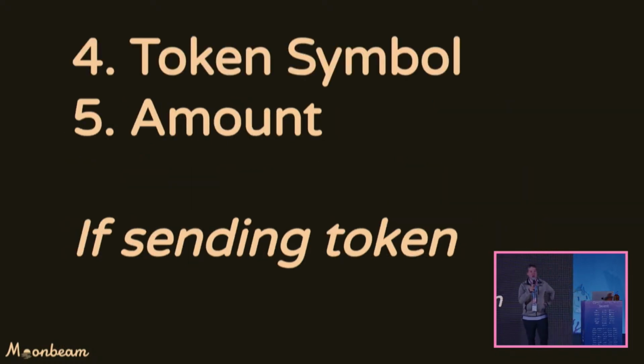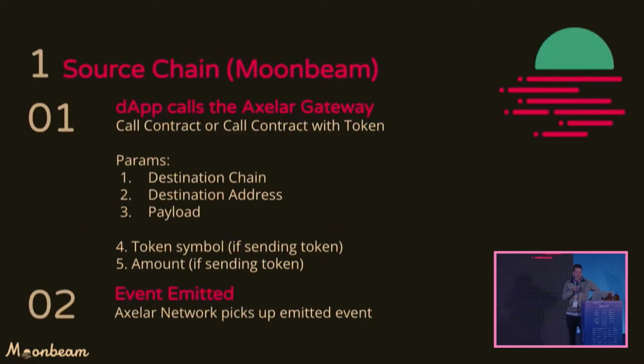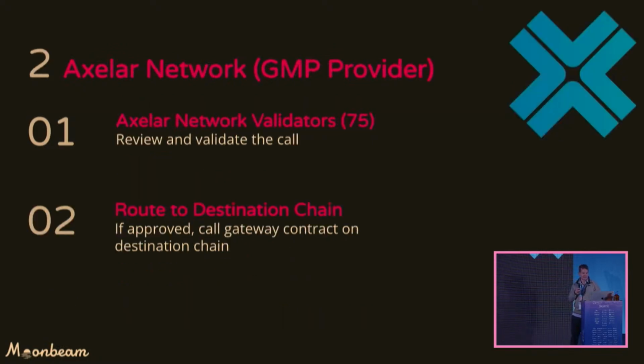If we are sending a token along with the cross-chain function call, we are going to have to include a token symbol and also the amount that we're sending. So this is if we use call contract with token. We're going to have 2 extra parameters that we need to provide. OK, and the last step here of what happens on the origin chain, which is Moonbeam in this case, is that we're going to have an event emitted that corresponds to the call contract or the call contract with token. And the Axelar network is going to be listening for these events. And if it picks up an event, then it's going to move on to process it and validate it and make sure that it's valid.